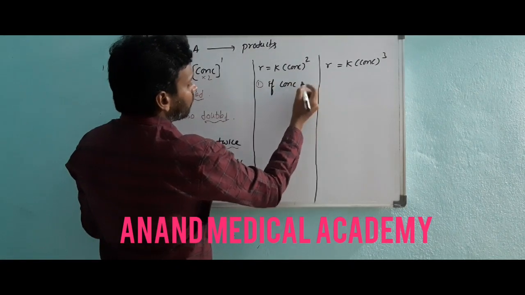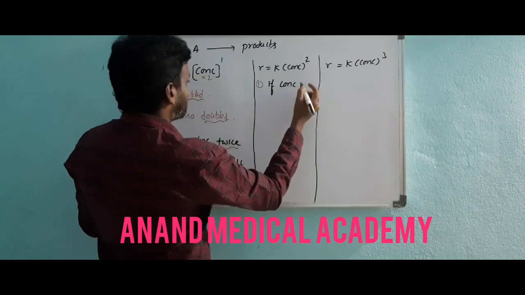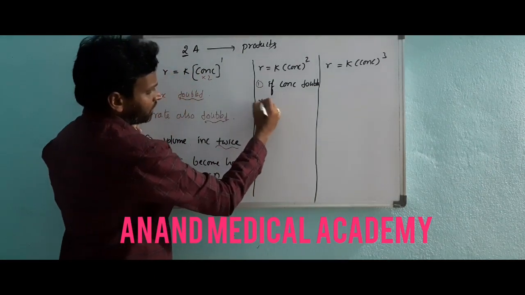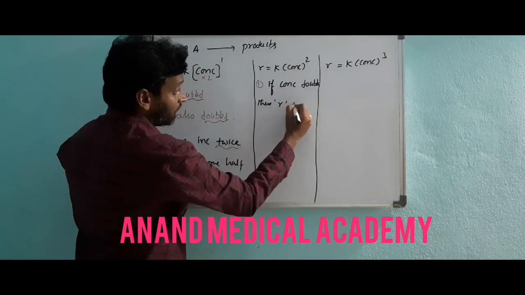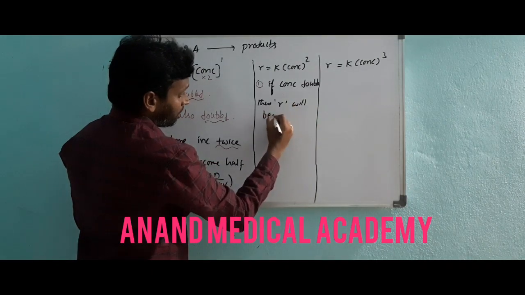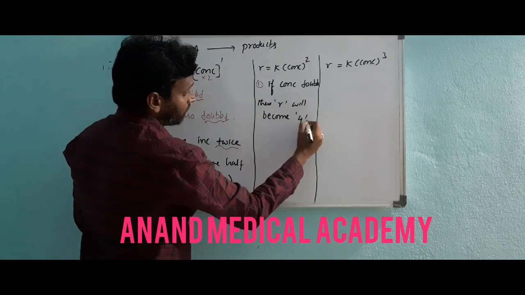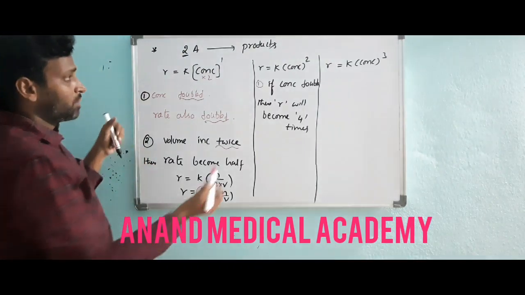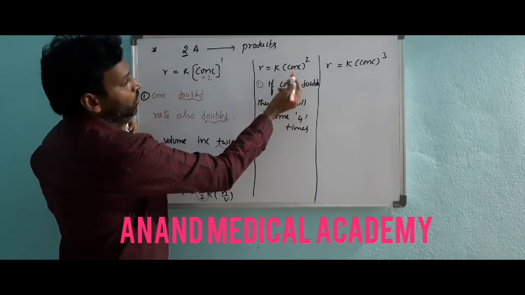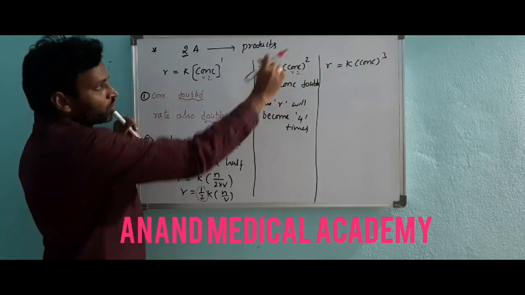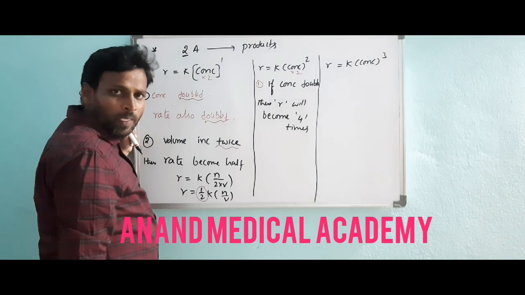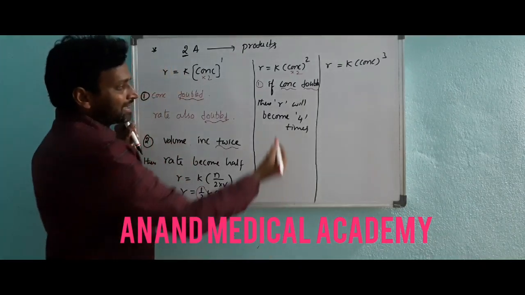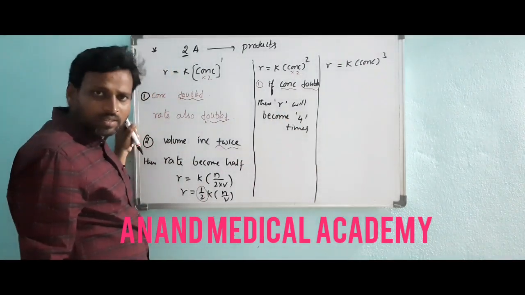Here, suppose concentration was doubled, concentration becomes twice. Then what happens? The rate of reaction will become 4 times. Why will the rate be 4 times? Because R is equal to K into 2 into concentration power 2, so 2 square, 4. Getting what I am saying? So if concentration doubles, then rate will become 4 times.